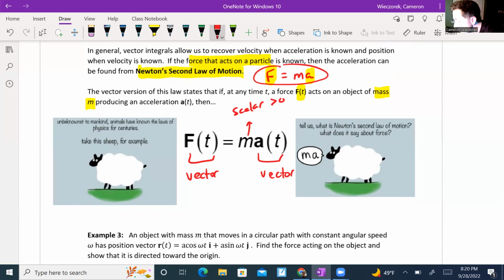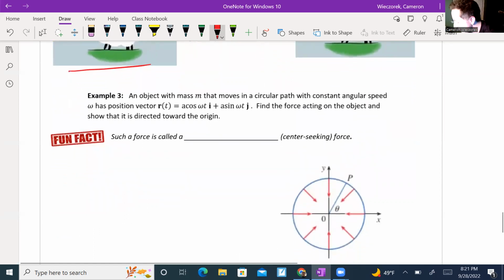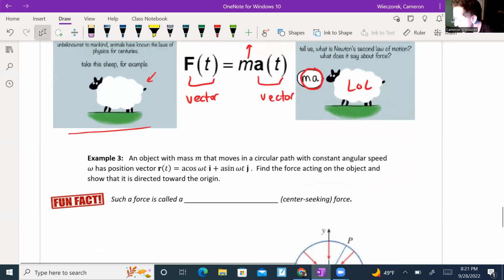I'm going to show you a real cheesy joke. You might laugh, you might not. I think it's kind of funny. If you look at the one on the left, it says, unbeknownst to mankind, animals have known the laws of physics for centuries. Take this sheep right here. Look to the right. Tell us, what is Newton's second law of motion? What does it say about force? And the sheep says, ma. LOL, right? Bah, ma. No, okay. Moving on. I hope you finished the video and are not thinking of ending it too early because that was such a bad joke. I thought it was fun.